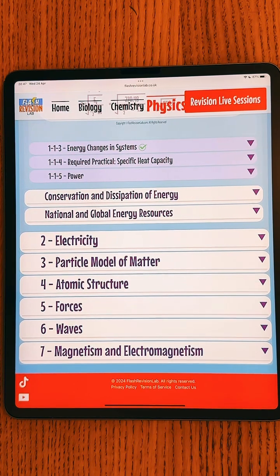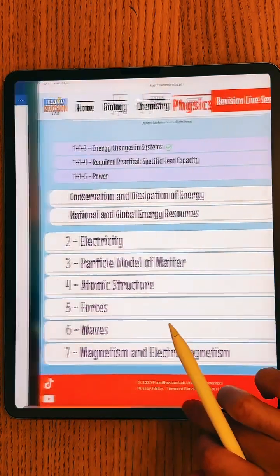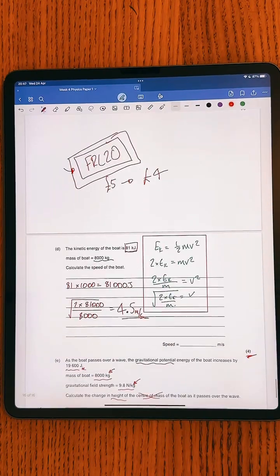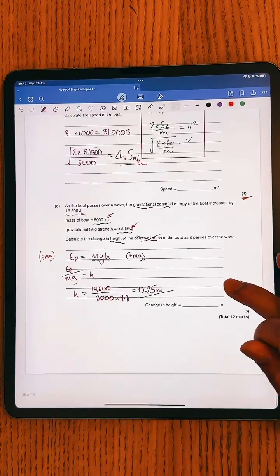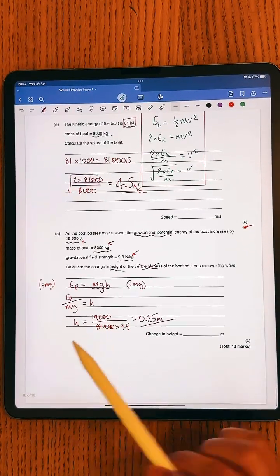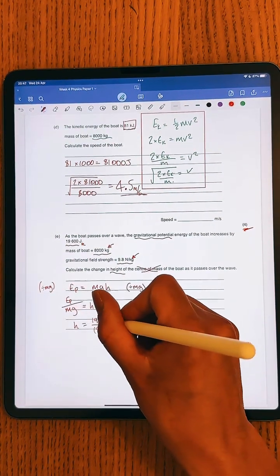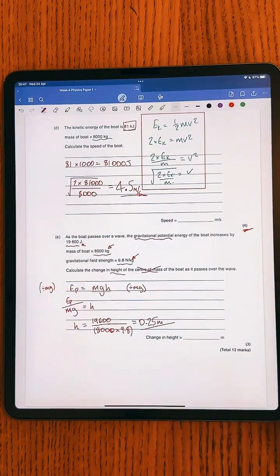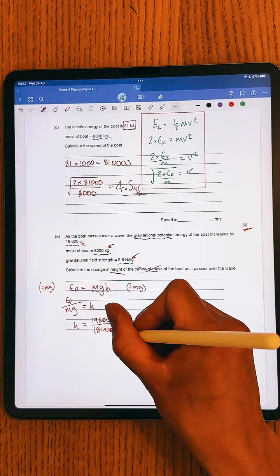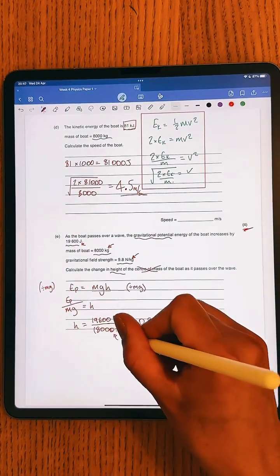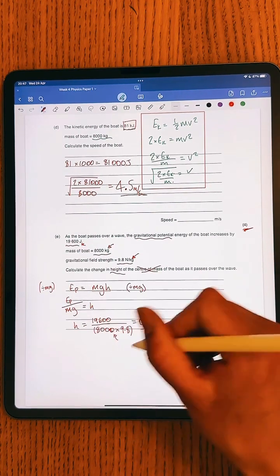Why is my calculator giving me 24.01? Did you remember to square root it at the end? No, that can't be it. Put this in brackets. I think you might have done 19,600 divided by 8,000 and then times it by 9.8. So put this bottom bit in brackets, or do this bit first and then do 19,600 divided by the answer.